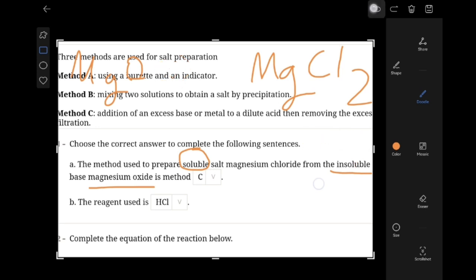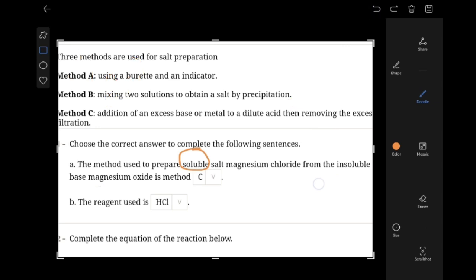With a burette and an indicator, you use it when you have a soluble base and a soluble acid. Usually it's the base in the burette, and then you have an acid and an indicator, like methyl orange, that type of stuff. But they both have to be soluble, or else what? It's not even going to go in the burette if it's insoluble, so it doesn't make sense.